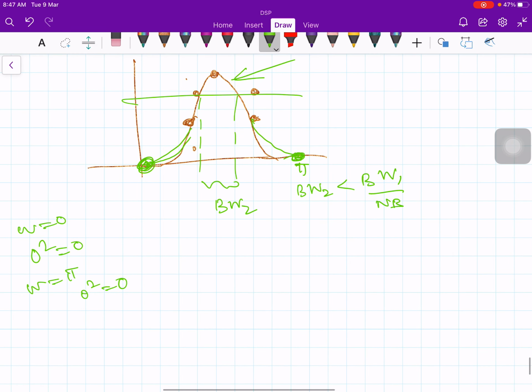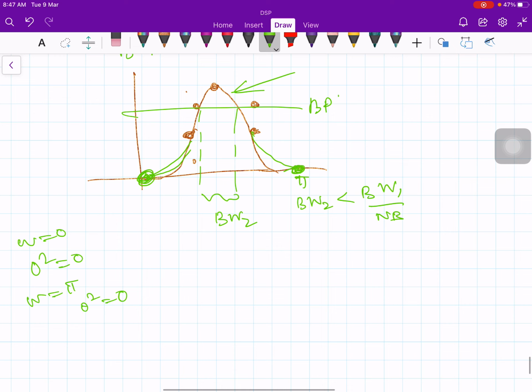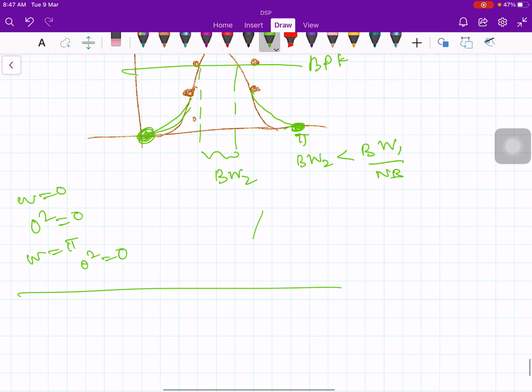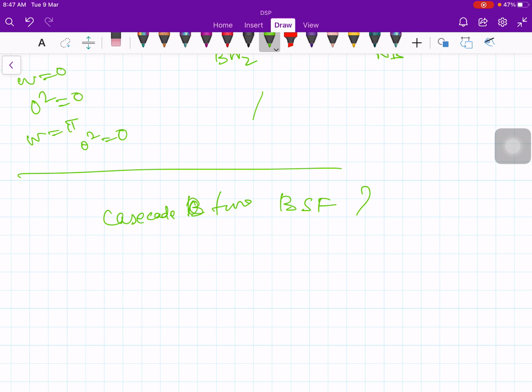So if you cascade two band stop filters, what would you get? This is for the band pass filter. Now the next question is, if you cascade two band stop filters, what is going to happen? What would you get? Would you get a better characteristic? No, you get a worse characteristic, only for your band pass filter. Okay, you must understand this.